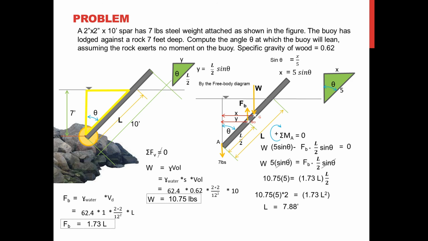So knowing L, we utilize this right triangle here, by relating 7 to the L and the angle theta. That could be done by writing cosine theta is equal to 7 all over L. L is 7.88, we substitute that into the function so that we can determine the angle, 27.33 degrees. So this will be the answer to this problem.